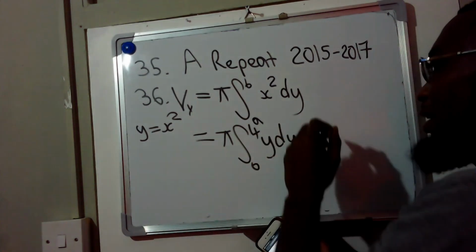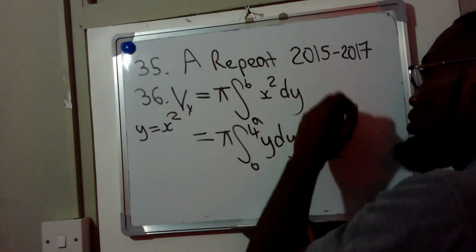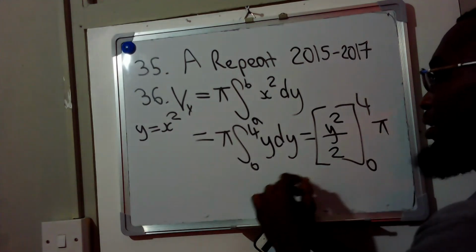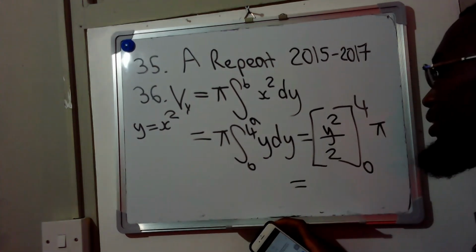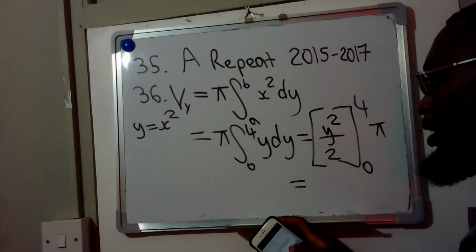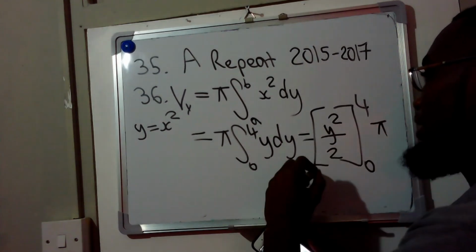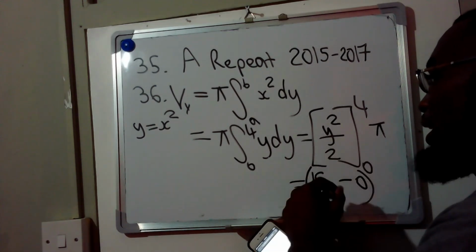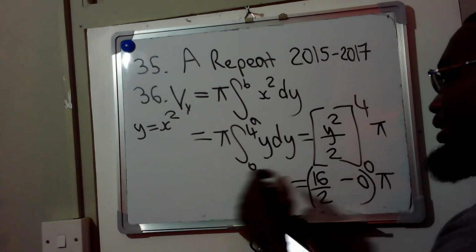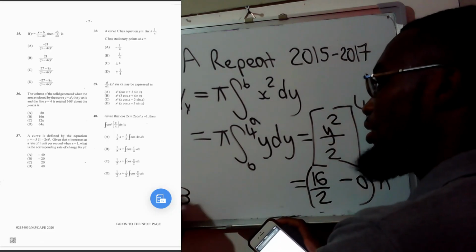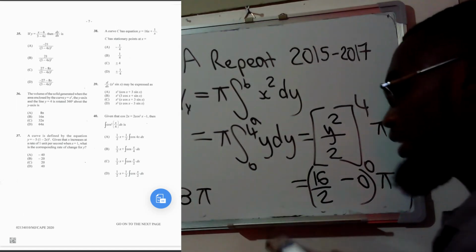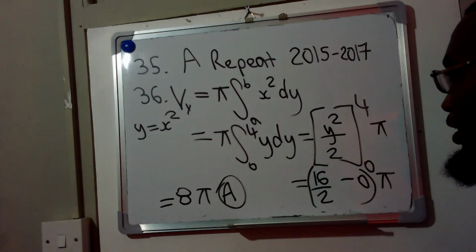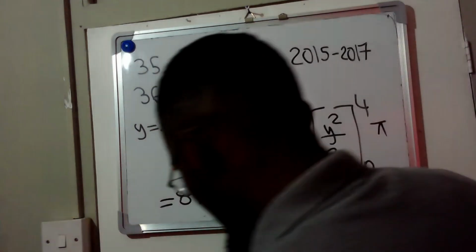So when you integrate y, you get y squared over 2. Integrate from 0 to 4 and multiply by pi. 4 squared is 16, so that is 16 over 2, minus, plugging in 0, you get 0. 16 over 2 is 8. That is 8 pi, so the answer is 8 pi, which is A. 4 squared is 16.